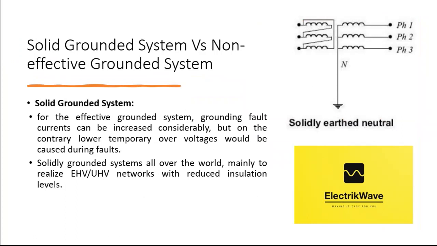Solidly grounded system versus non-effective grounded system. For the effective grounded system, grounding fault currents can be increased considerably, but on the contrary lower temporary overvoltages would be caused during faults. Solidly grounded systems are used all over the world, mainly to realize EHV or UHV networks with reduced insulation levels.